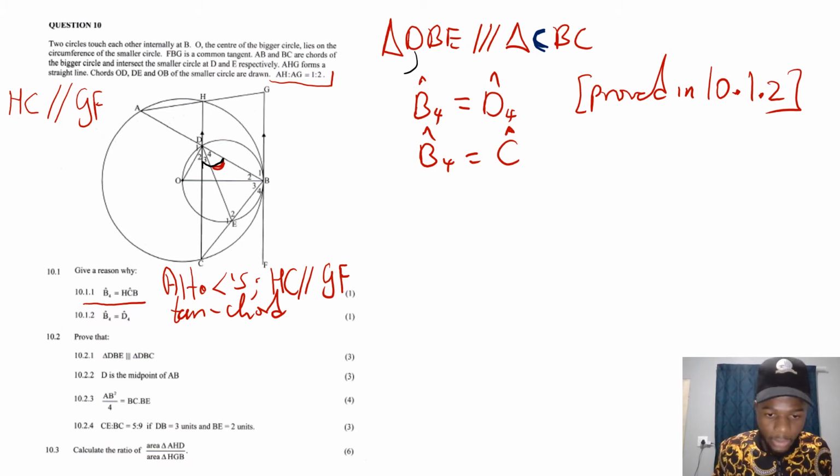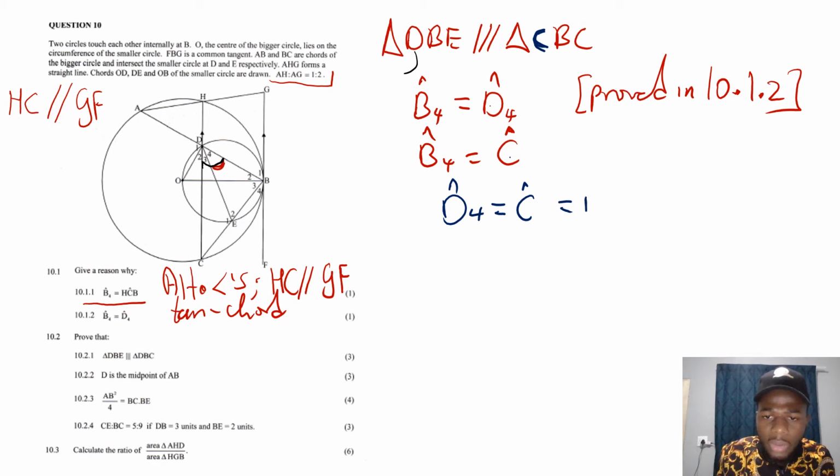So yes, because look, D4 and C are equal. Angle D4 is equal to angle C because they are both equal to angle B4. So you can also indicate by this. We have proved the first part. We must also find where B equals B.